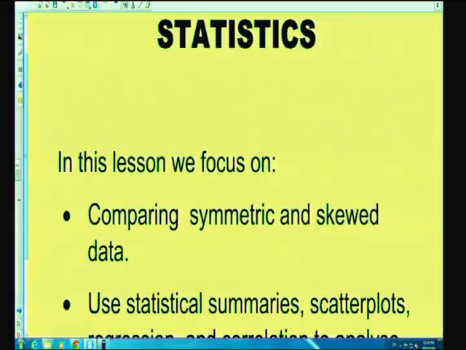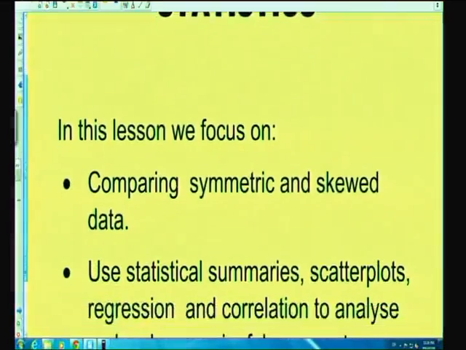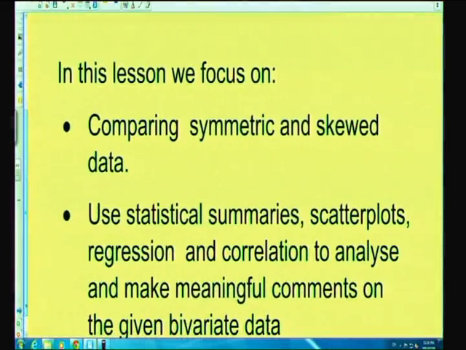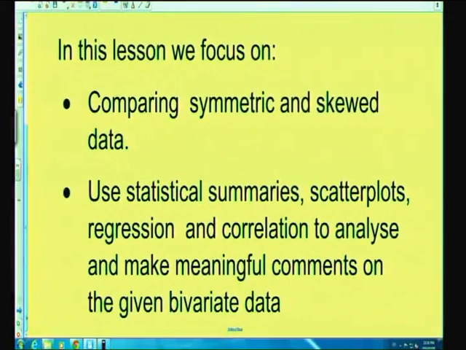Welcome to Learn Extra. Today, Grade 12s, we are going to concentrate on our statistics. And in particular, we're going to focus on comparing symmetric and skewed data. And then we're going to look at use of a statistical summary, scatter plots, regression, correlation to analyze and make meaningful comment on given bivariate data.